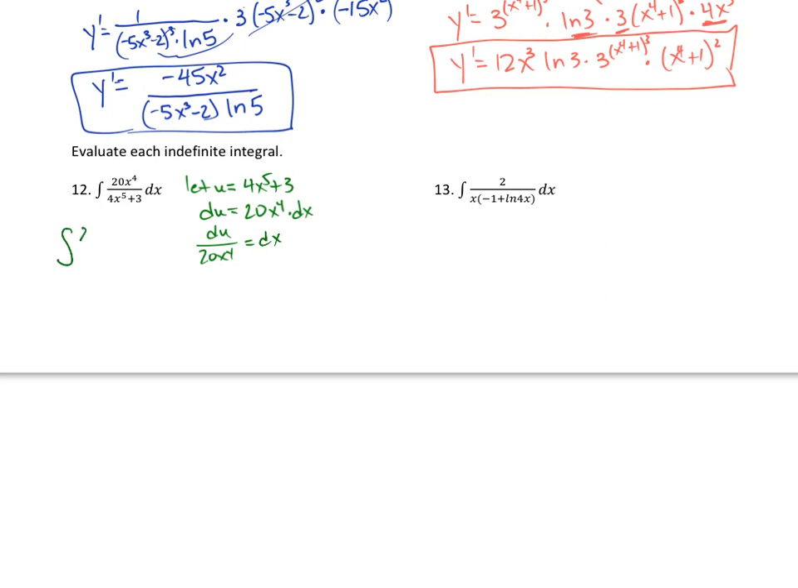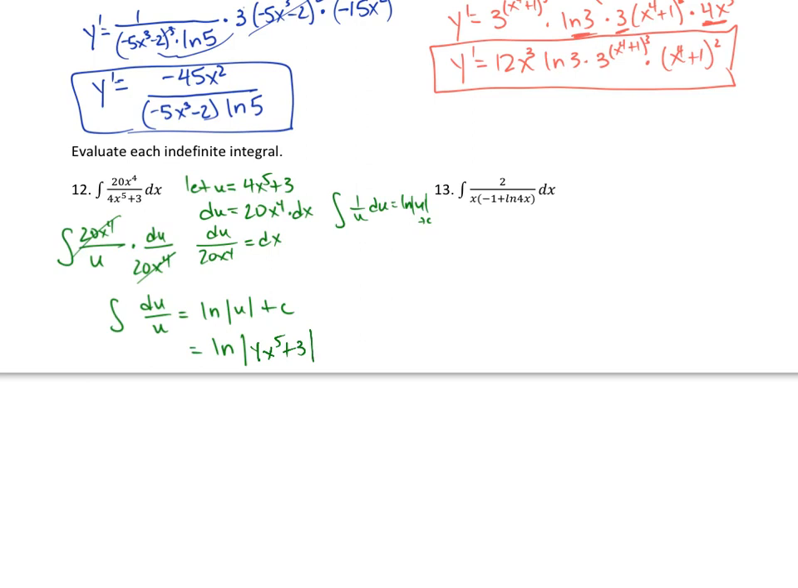Let's substitute this in. So I have 20x to the fourth over u times the du over 20x to the fourth. Those will reduce, so I end up with the integral of du over u. And that's just, remember, the integral of 1 over u du is ln u. And we have to put the absolute values on that. So this will be ln absolute value of u plus c, right, plus c in our formula there, which gives me ln absolute value of 4x to the fifth plus 3 plus c.